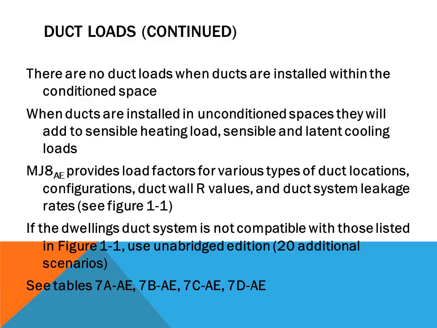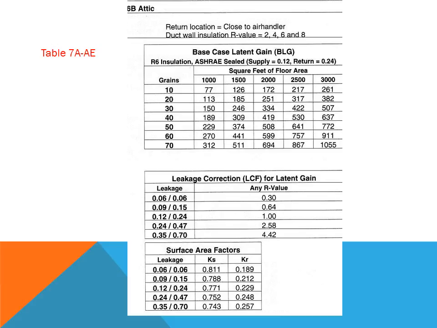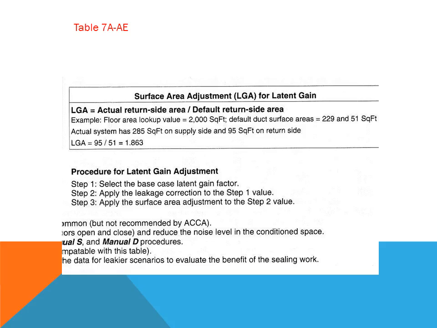If the dwelling duct system is not compatible with those listed in figure 1-1, which is used in the Abridged Edition, we can look at these scenarios differently and find something closer to what we need. Here are a few different tables that we can look at for these factors to help compensate for these heat gains and losses. Here's a closer look at the tables. Another close look at the tables again, looking at the default wall surface area, and then of course we need to have a blueprint or write down the size of the duct to come up with this amount of heat transfer. And again, a closer look at it.